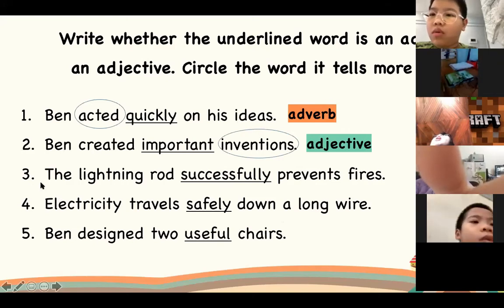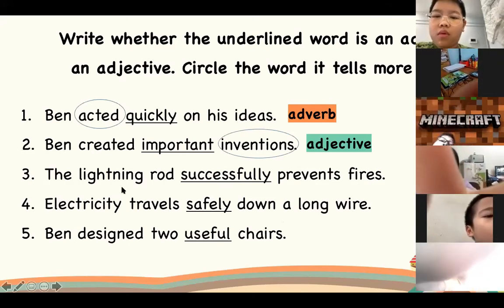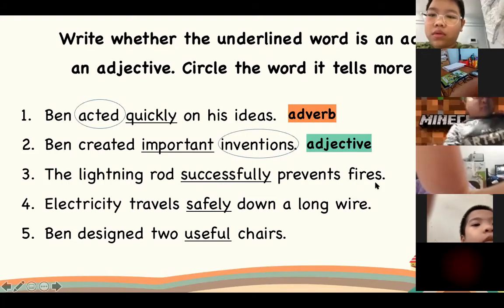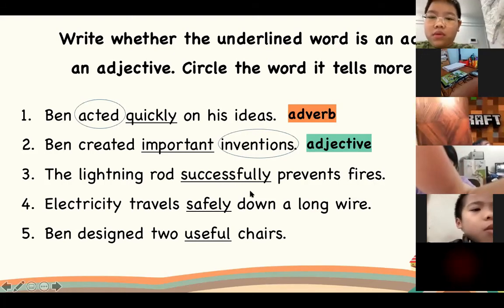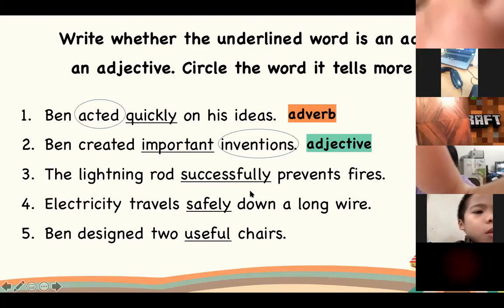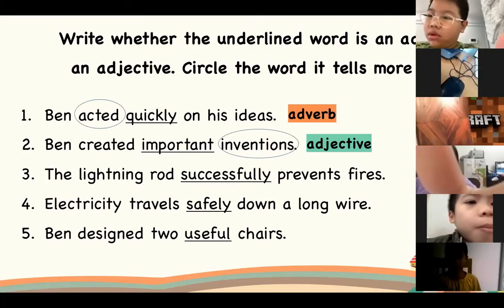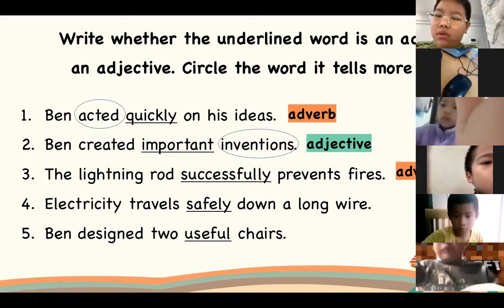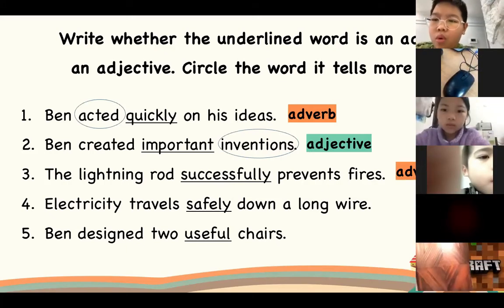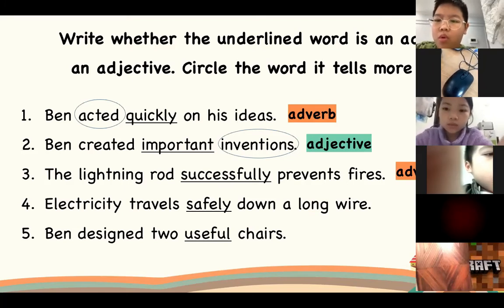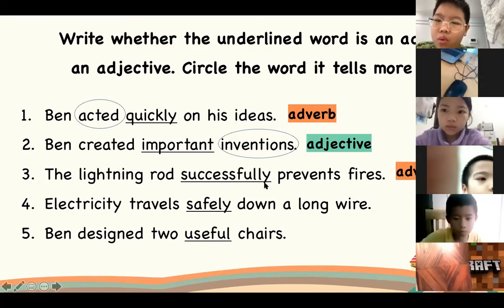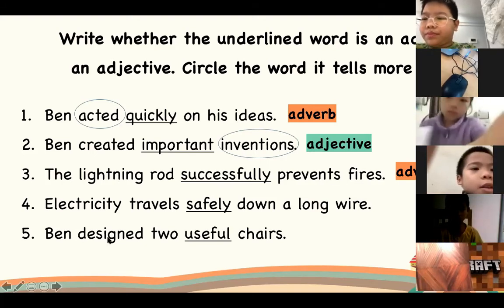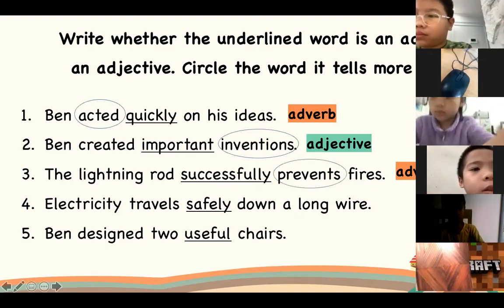Okay, Pumpkin, can you read number 3, please? The lightning rod successfully prevents fires. Very good. Okay, Pumpkin, the word successfully, is that an adverb or an adjective? I think that is an adverb. Very good. How did you know it was an adverb, Pumpkin? Because it is describing a verb. So adverbs describe verbs. Now, what is the verb in this sentence that the word successfully is describing? Prevents. Good job. Well done.